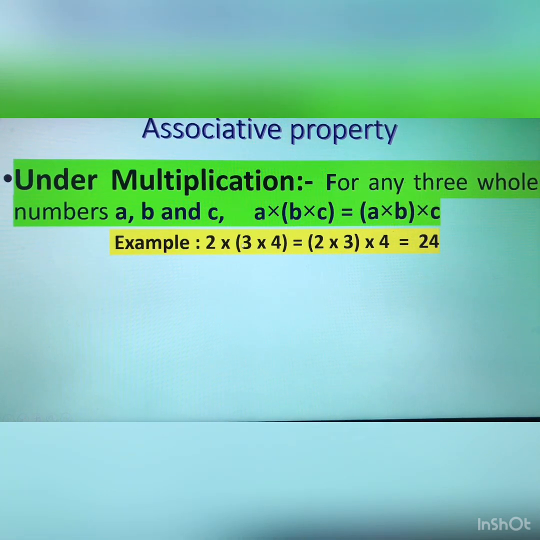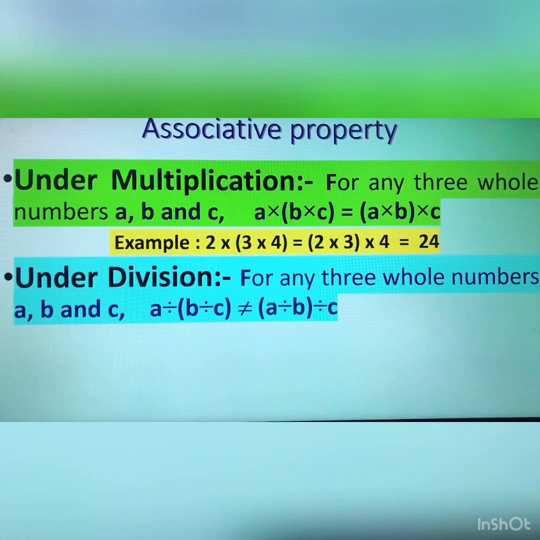It means on the left hand side, first of all we operate the bracket, that is 3 into 4 is 12, and 12 into 2 is 24, and on the right hand side 2 into 3 is 6 and 6 into 4 is 24. So the results of the left hand side and right hand side are equal. Therefore the associative property under multiplication will hold. Now the associative property under division.